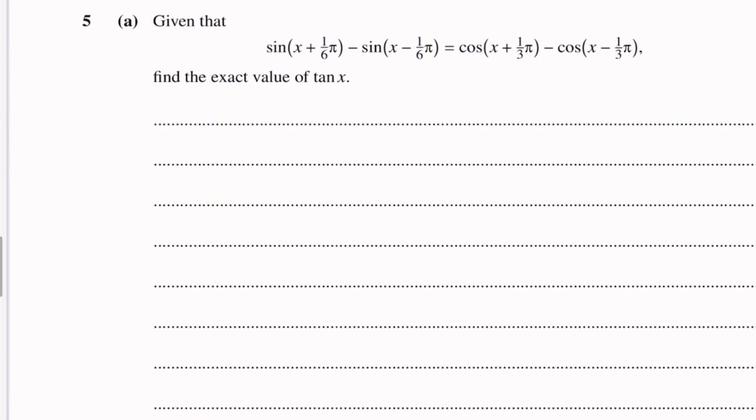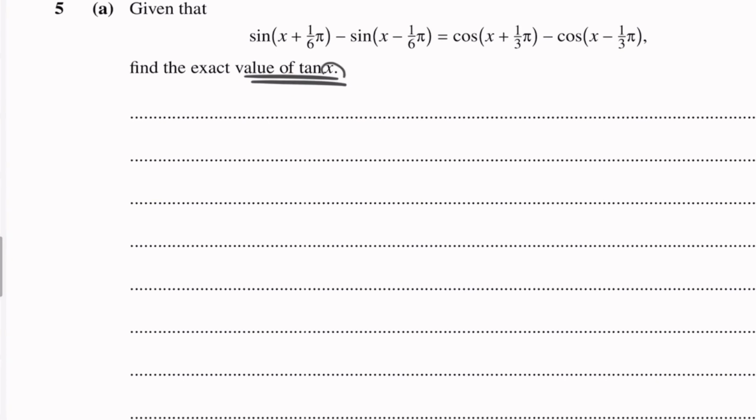Okay. Question number 5 says, given that sine of the following minus sine of this equals cosine, and we've got lots of compound angles, find the value of tangent x. Okay, so first let's just simplify, because obviously here we have x, not x plus 1/6 pi. So let's remove the compound angle.